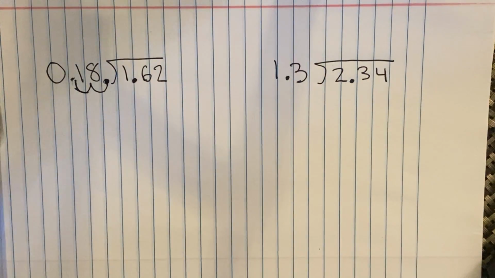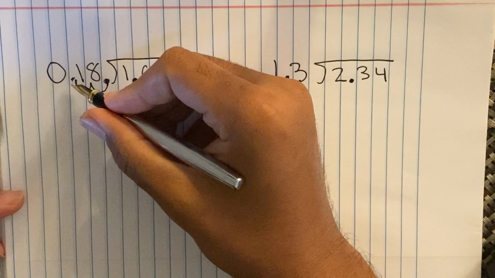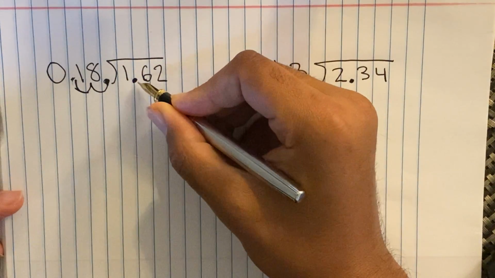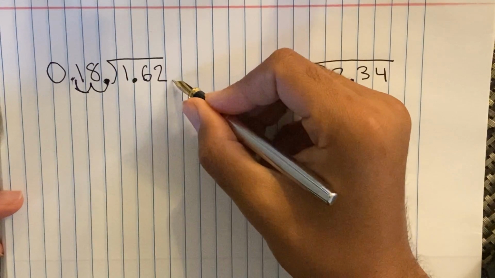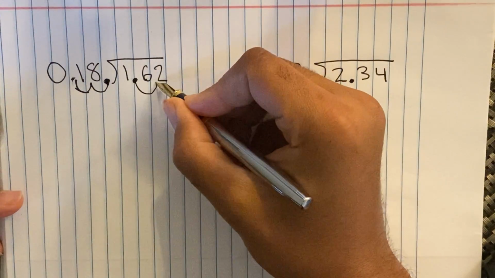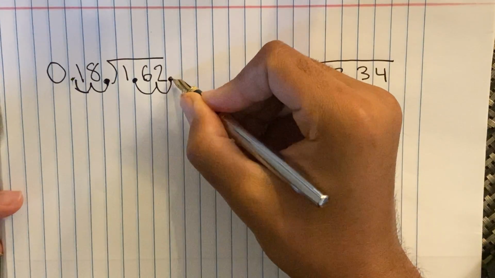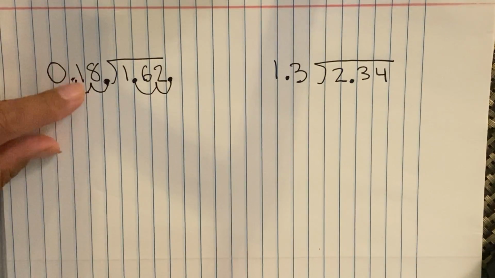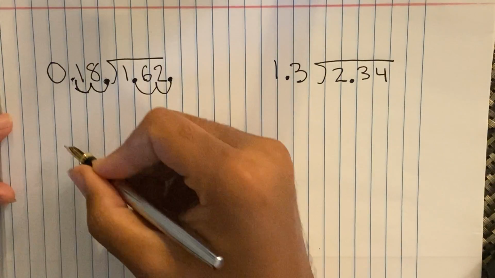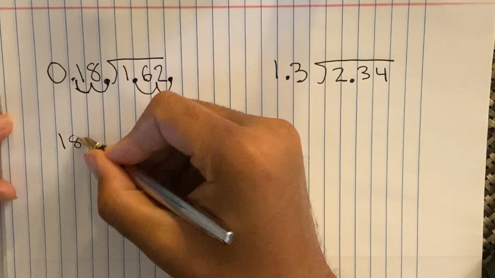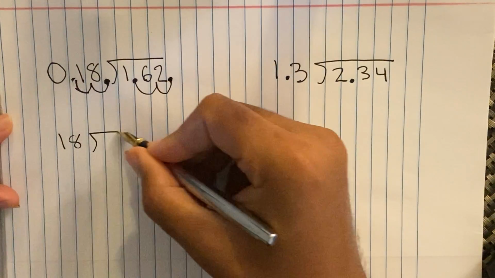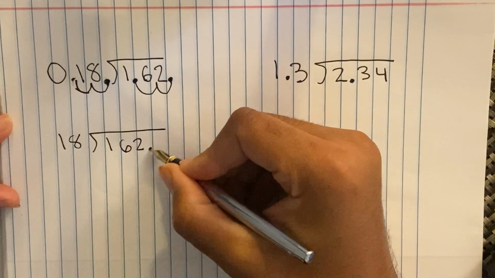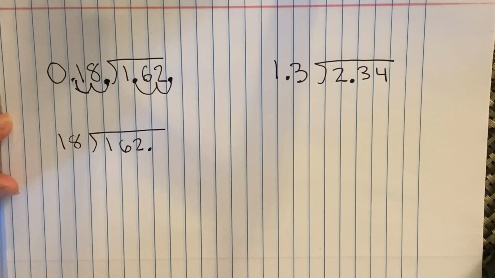But wait a minute. We moved this one over twice. 1, 2. So we have to move this one over the same direction twice. 1, 2. So we can actually rewrite the problem with the decimal points moved. We can say 18 on the outside and 162 with a decimal point on the inside.